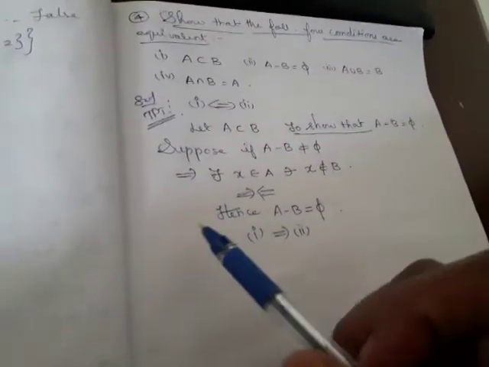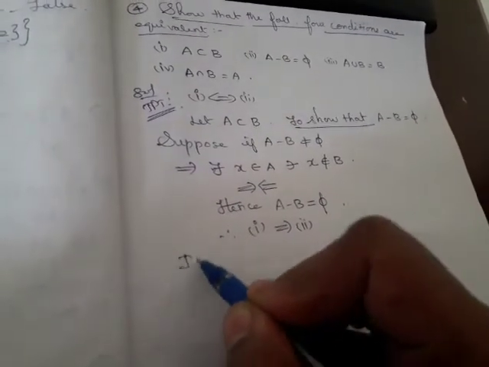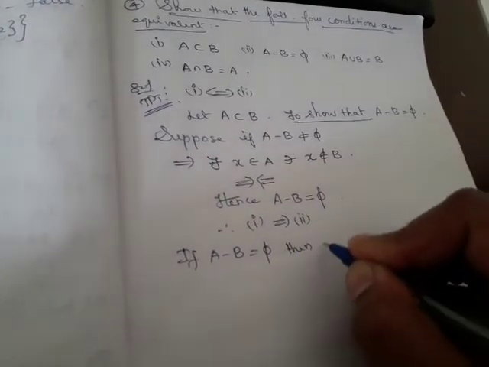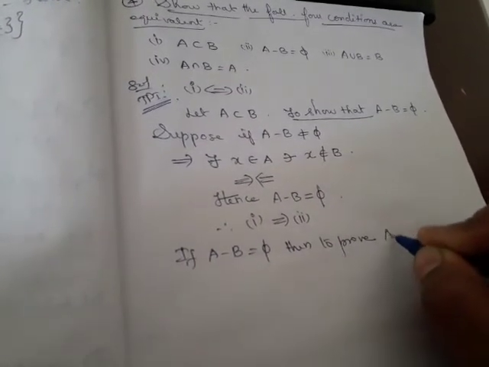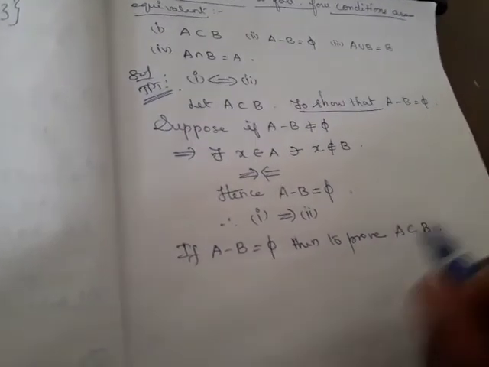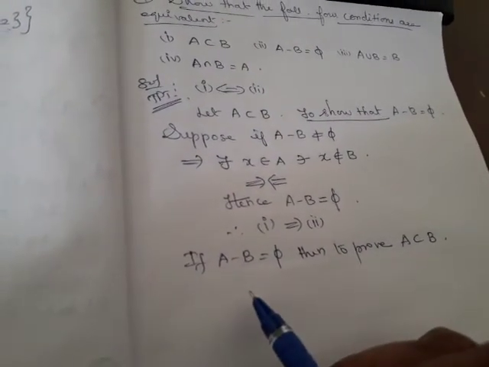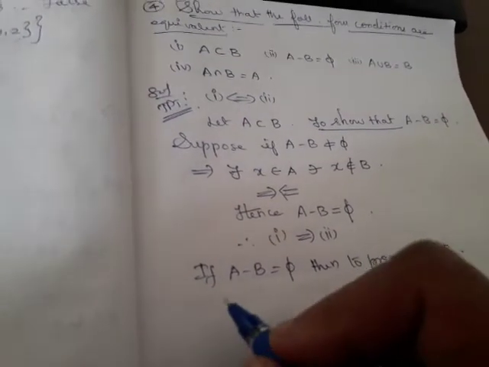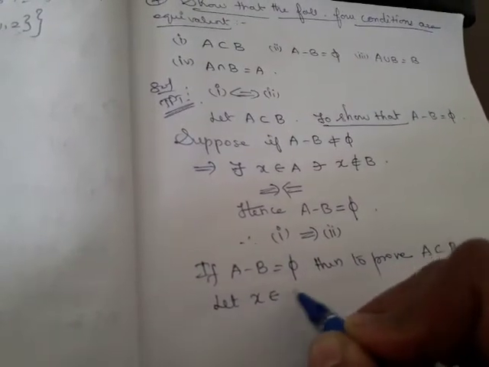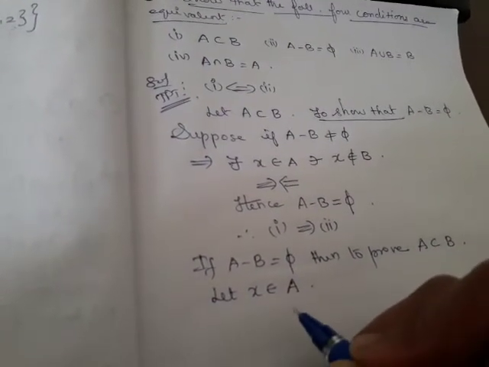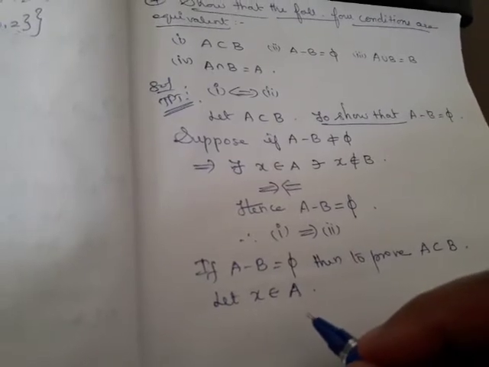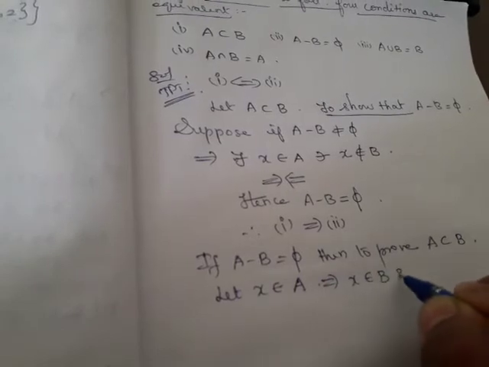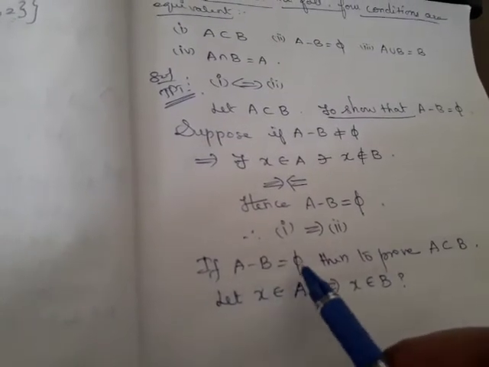Now let us see the reverse. If A minus B is empty, then we need to prove A is a subset of B. If A minus B is empty, how will you prove A is a subset of B, right? Now let us assume X belongs to A. Then if X belongs to A, clearly X belongs to B. This implies X belongs to B. Why? Because A minus B is empty.